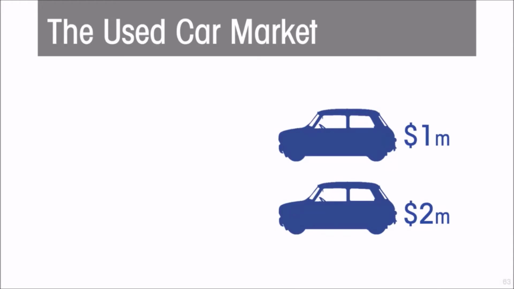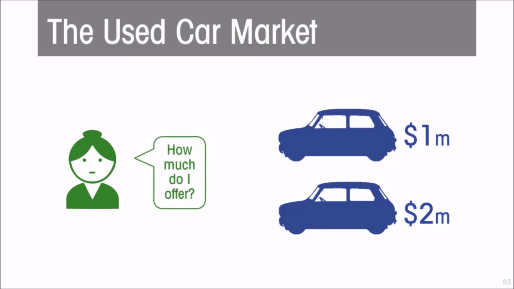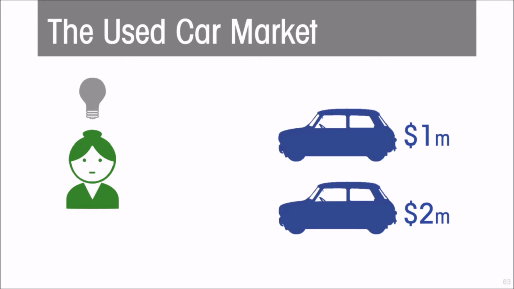So the underlying value of the first car is, say, 1 million. Of the second car, it's 2 million. But when the buyer comes along, she can't really tell the difference. So how much should she offer? Well, she's not going to offer $2 million, because if she offers $2 million, there's a half a chance she's going to get a car that is actually worth much less than that.